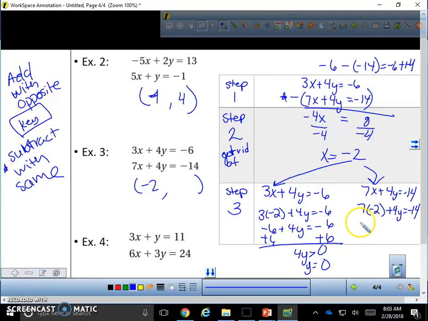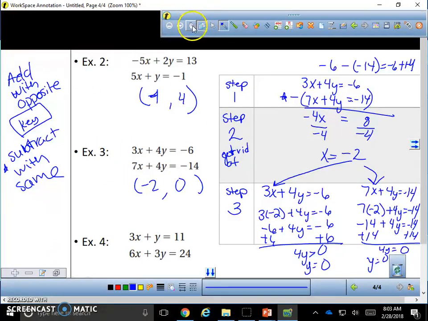See if that's right. 7 times negative 2 is negative 14, so we'll add 14 to both sides. 4y equals 0. Y equals 0. 4 times 0 is 0. Everything was good. 0 does not mean no answer. It means that it crosses on the x-axis at negative 2, 0.